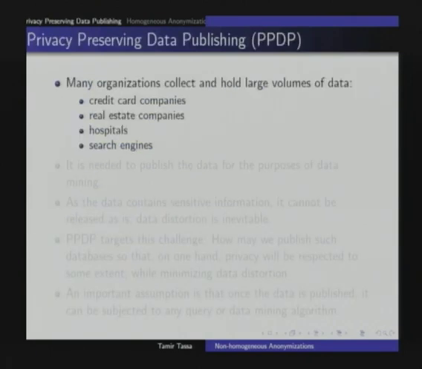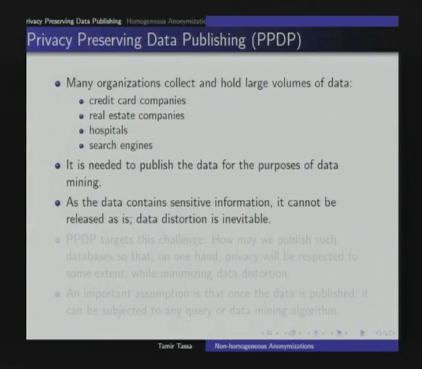So, privacy-preserving data publishing. We all know the problem. There are many organizations that collect and hold large volumes of data, and it is needed to publish this data for the purposes of data mining. And the problem is that this data contains sensitive information that cannot be released as is, and therefore, in order to preserve the privacy of the individuals whose data is contained in that database, data distortion is inevitable.